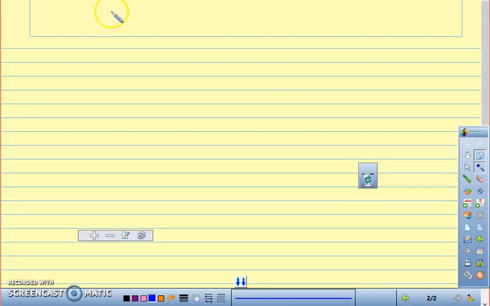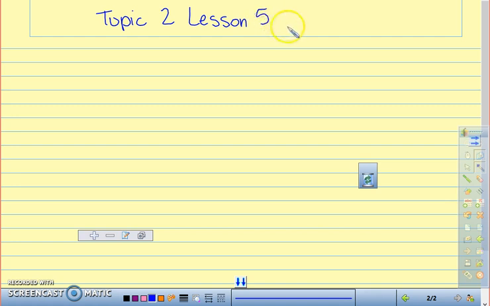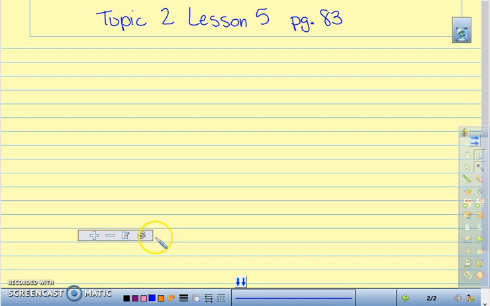Okay, so today we are on topic 2, lesson 5, and you will find this on page 83. And just going to move those out of the way. And so yesterday in our Envision books, we did addition of decimals with standard algorithm, and today we are going to do subtraction of decimals with standard algorithm.